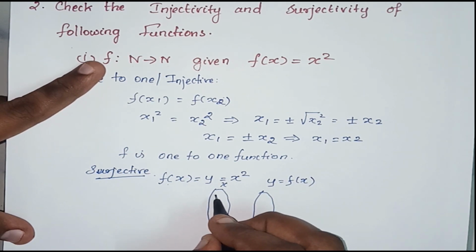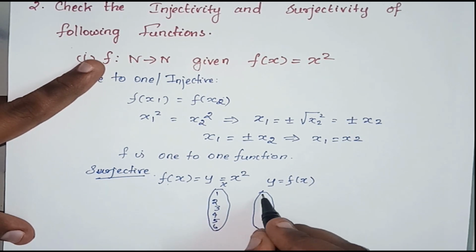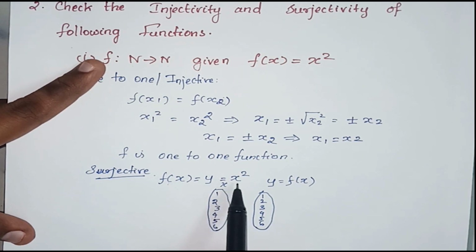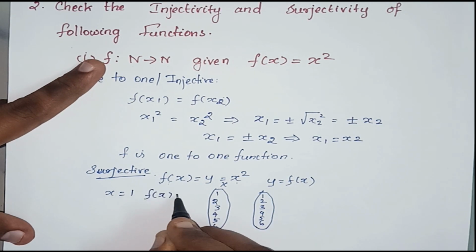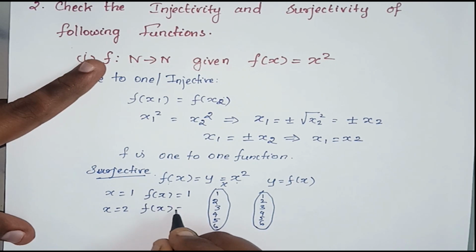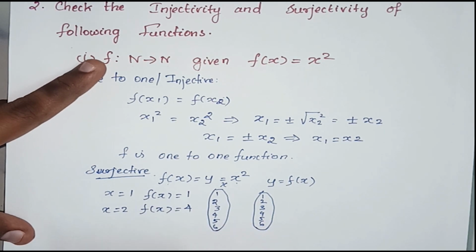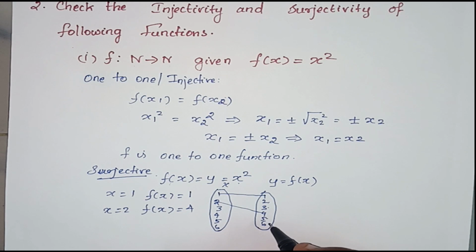Natural numbers means 1, 2, 3, 4, 5 and 6, on both sides. Here f of x is equal to x square. For x is equal to 1, f of x is 1 square, that is 1. For x is equal to 2, f of x is equal to 4. So 1 should be paired with 1, 2 should be paired with 4. Here 2, 3, 5 will not be a square of any other number, right?